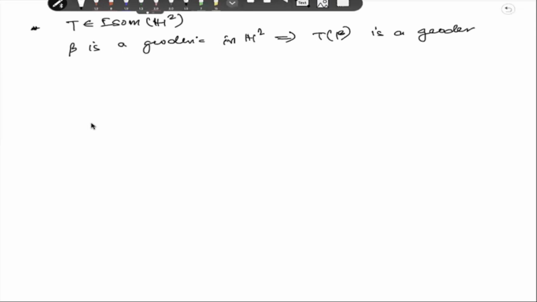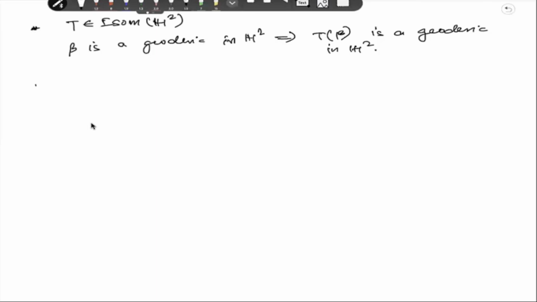Okay, so now let us take an isometry. Let us take T to be an isometry of this upper half plane. So T preserves the distance. Therefore, if I take a geodesic, let us take beta to be a geodesic in H2, this will imply T of beta is a geodesic in this upper half plane.